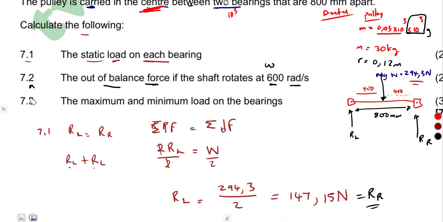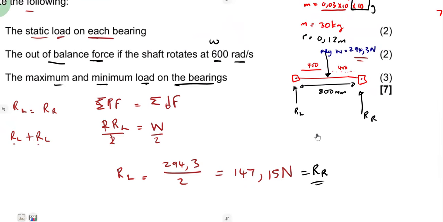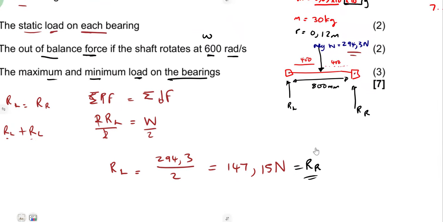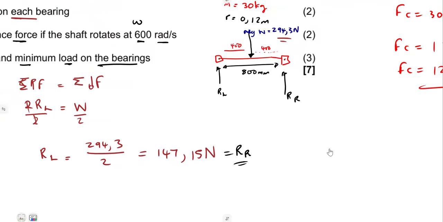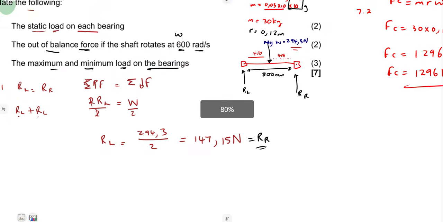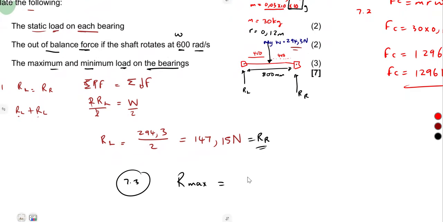All right. Then not forgetting this, the maximum and minimum load on the bearings. Remember, I told you guys, due to unbalance, we are going to have different load on the bearing. So that's the maximum and the minimum. To calculate this, guys, I gave you the formula for this. 7.3, R max, which is the maximum, is taken from the centrifugal force over 2. Then we're supposed to add any of these two, RR or RL, because they are the same. So plus RL. Remember, we calculated this.